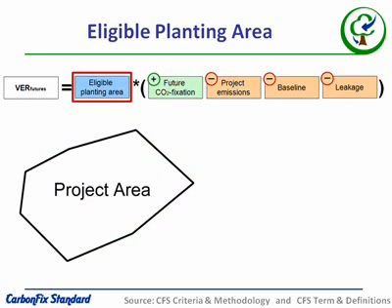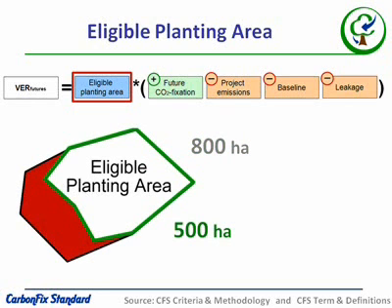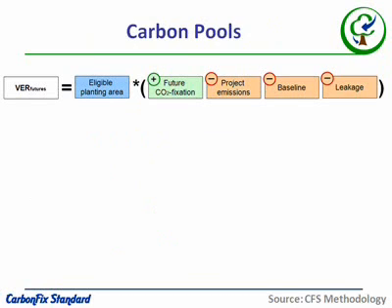As our example project area is 800 hectares, we now have a remaining 500 hectares of eligible planting area. We've now calculated the size of the total eligible area, though, for the parameter in the formula, we will need to know the size of the management units within this area. This will be explained at a later stage of this web tutorial. Let's move together to our next chapter called carbon pools.